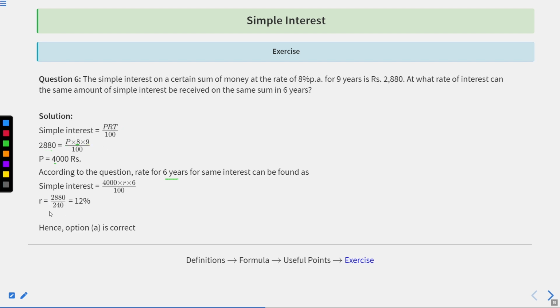So R is equal to 2,880 upon 240, which is equal to 12%. So the correct option here is option A.